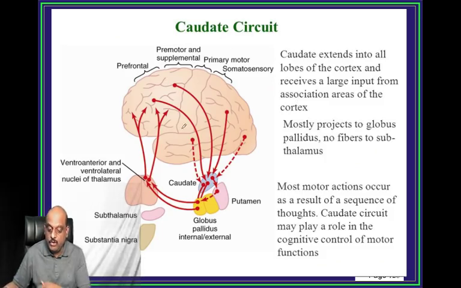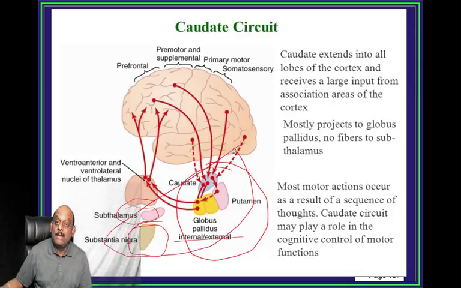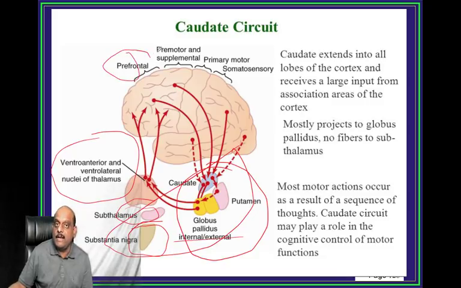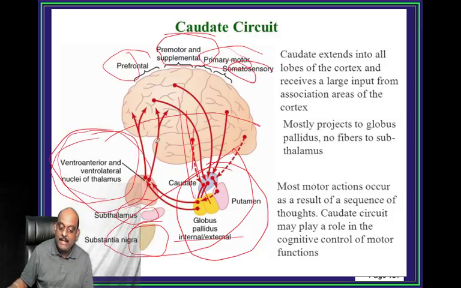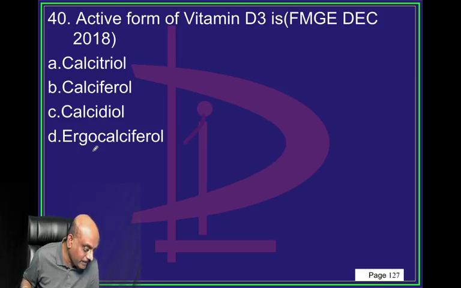Now doctor, so you are ultimately going to remember like this. You have the caudate, putamen, globus pallidus, subthalamic nucleus, substantia nigra; the basal ganglia is a controller. Ventro-anterior, ventrolateral nuclei of the thalamus is another controller. Then prefrontal, premotor and supplemental, primary motor, somatosensory, they all have relationship with this basal ganglia, and the ventro-anterior and ventrolateral nuclei of thalamus is what you need to remember.